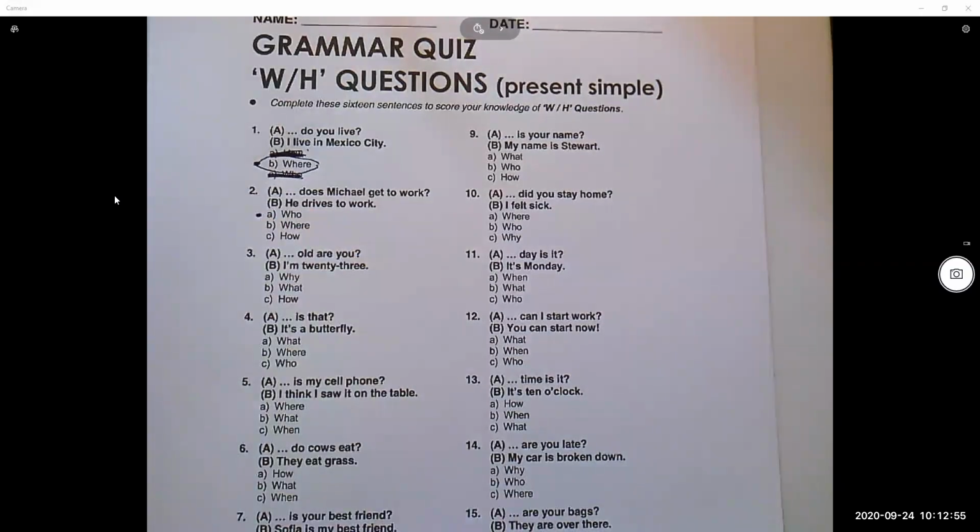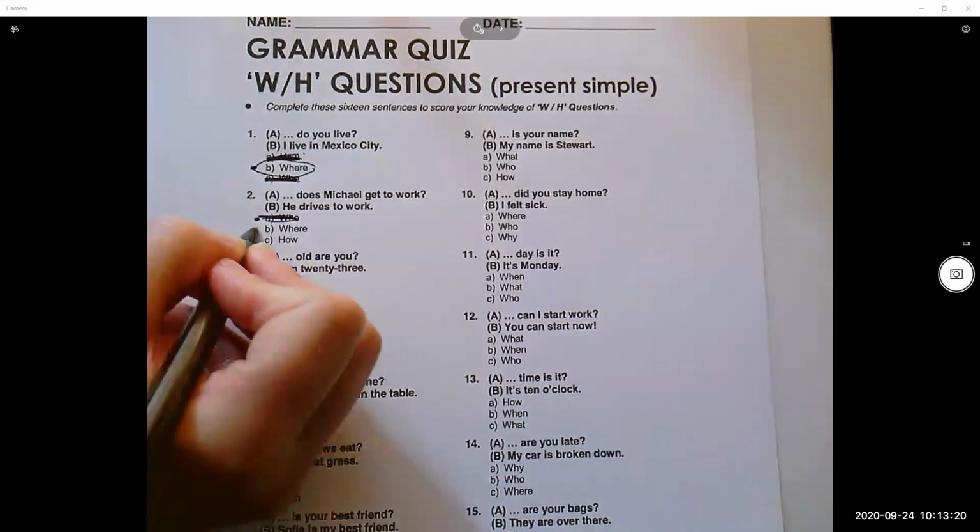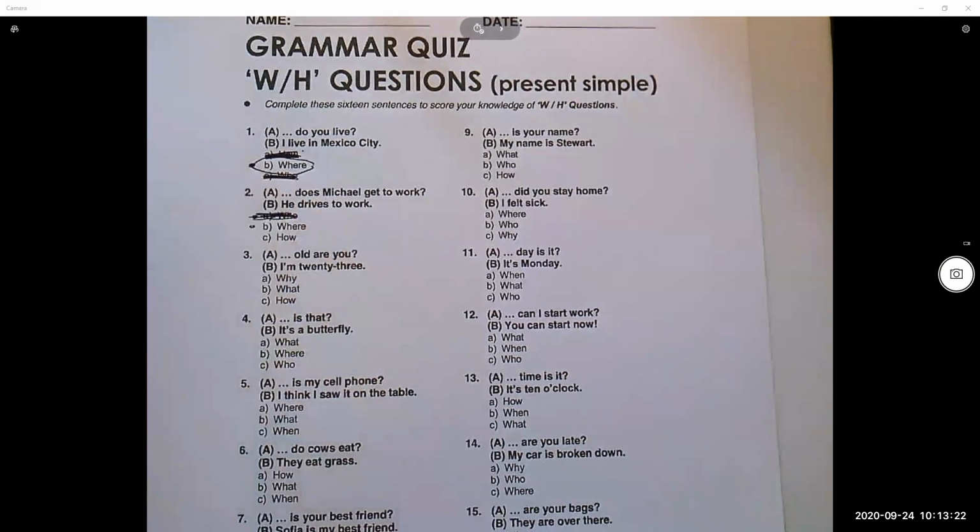Where does Michael work? Oh, that's another one that I could technically say, yeah, that would work. But where does he work? He drives to work. That might actually tell me more than who, because that tells me he works pretty far away. So I'm going to go ahead and cross out my top one and put my dot now next to where. That sounds like that could work.